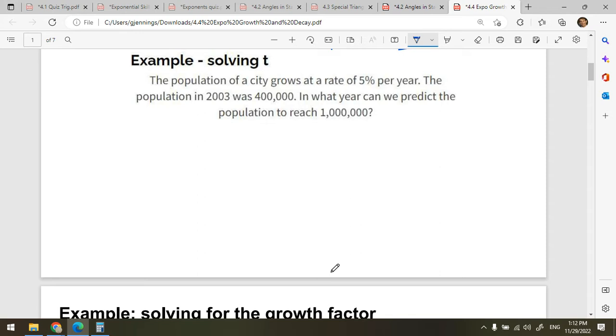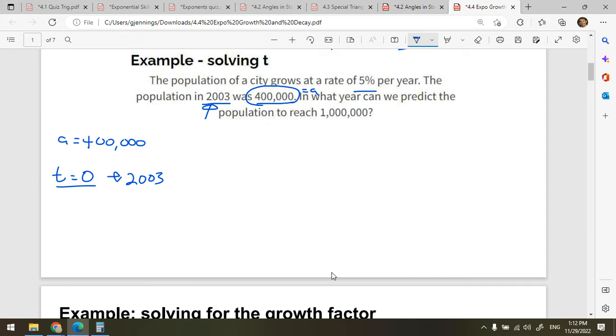So here, we can still use the same logic, though, to solve these. A population grows at a rate of 5% per year. The population in 2003 was this. So I'm going to use this as my initial value. That equals A. A is equal to 400,000. And actually, if time equals 0, I am going to use this as my year 0. That's the year 2003.